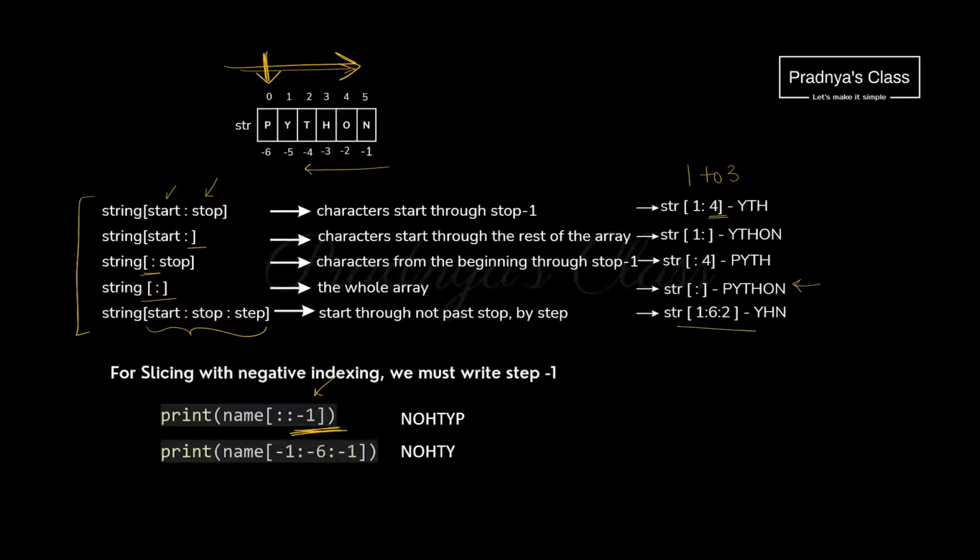In this example, step is mentioned. It means the slicing will start from 1, it will go up to 5. And while slicing, we have to consider every second character by leaving one character in between. That's why we started with Y, skipped T, then we considered H, skipped O, and then we got N. We got this output. While slicing, we can mention positive or negative indices or a mix of both.